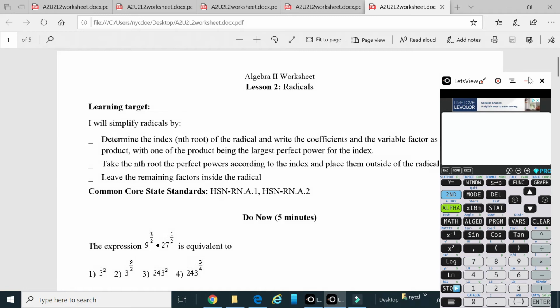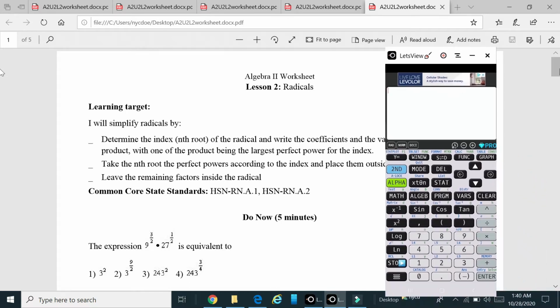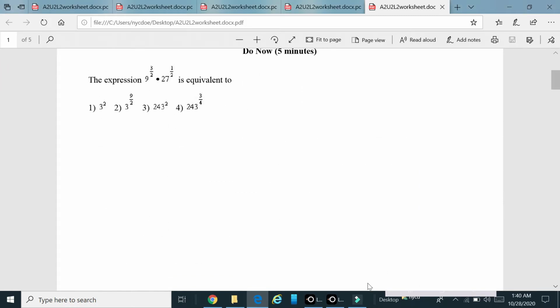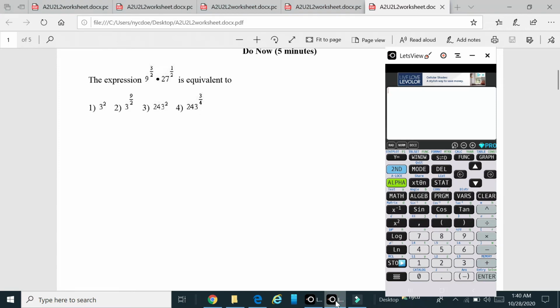All right, I'm just going to do a brief lesson with fractional exponents that we went over in the class. So move this camera over and then let's shift this down a little bit. All right, let's get started.